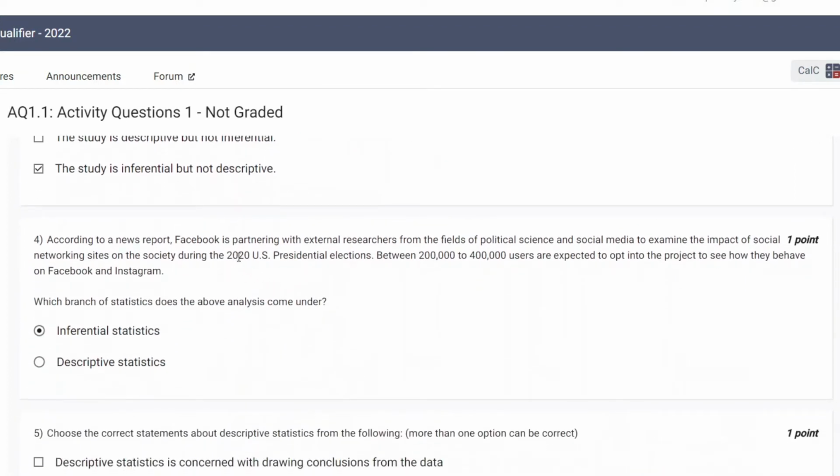According to a news report, Facebook is partnering with external researchers from the fields of political science and social media to examine the impact of social networking sites on the society during the 2020 US presidential elections. Between 2 lakhs to 4 lakhs users are expected to opt into the project to see how they behave on Facebook and Instagram. Which branch of statistics does the above analysis come under? It is inferential statistics because sample is taken from 2000 to 4000 users and conclusion is made for all over the population.